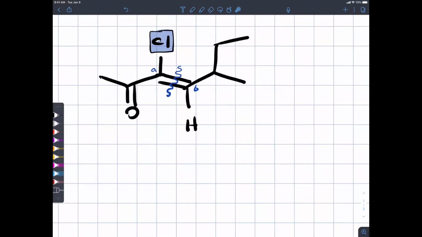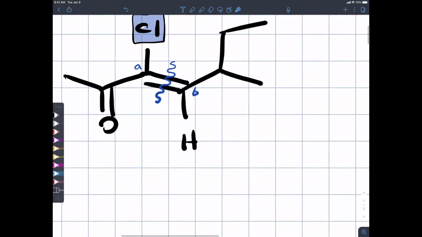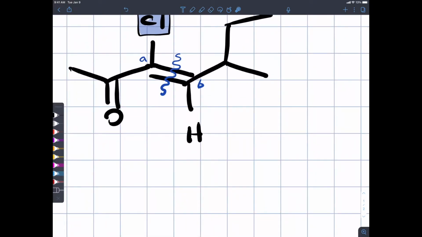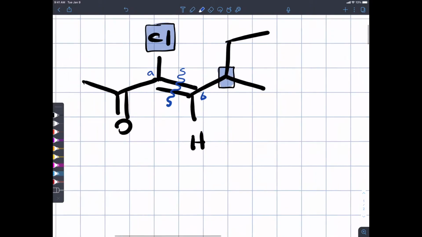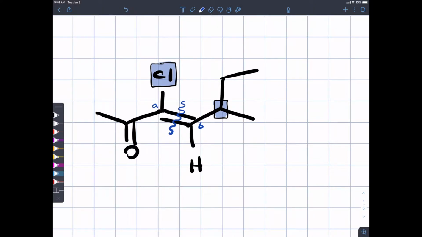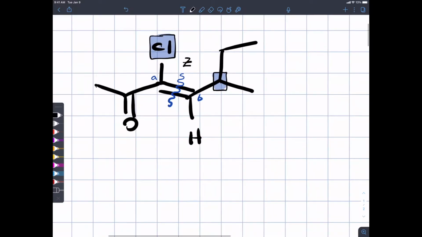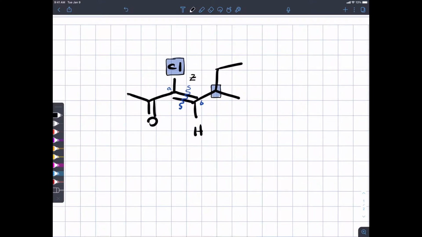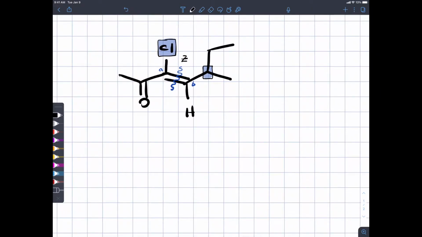On carbon B, we make the comparison. Carbon versus hydrogen. Again, that's an easy comparison. Carbon is our highest priority group. Those two groups on A and B respectively are on the same side. So what is the stereochemical descriptor for this double bond? Z. Good.